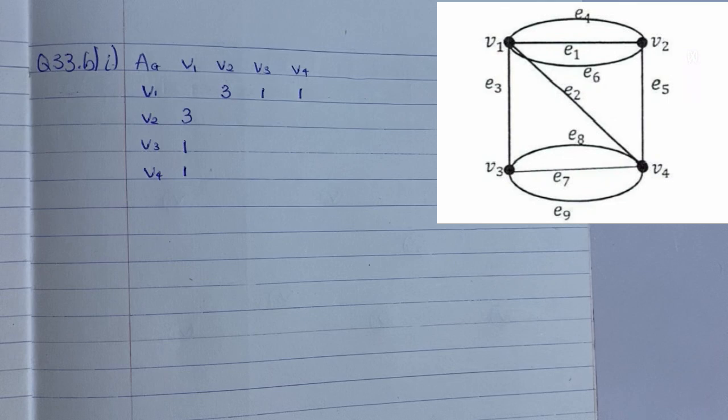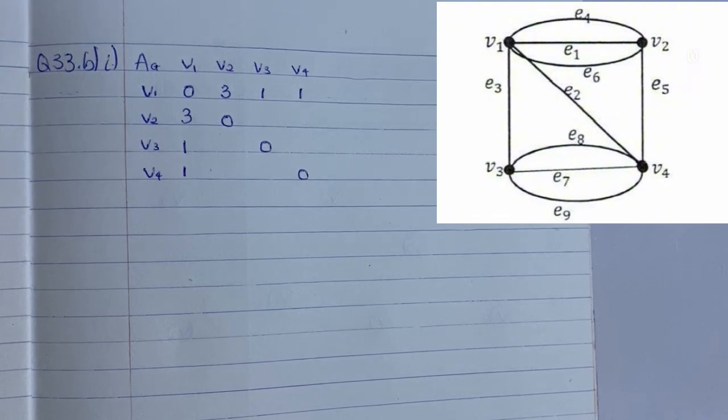You can see that there are no self loops. Therefore there's no connection between V1 and V1. Write 0. So it means the main diagonal will be 0 since there are no self loops. So V2 and V2, 0. V3, V3, 0. V4, V4, 0.